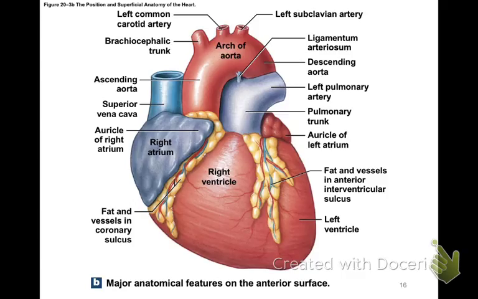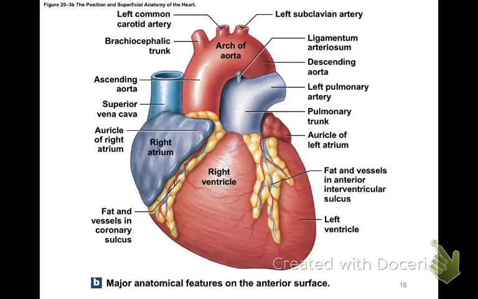Pay attention to the word roots. Brachio means arm, cephalic means head. The left common carotid artery is going to go up the left side of the neck. The left subclavian artery is going to go out to the left arm. There's a small vestigial structure called the ligamentum arteriosum. We'll study that more when we look at the embryology of development of the fetal heart.